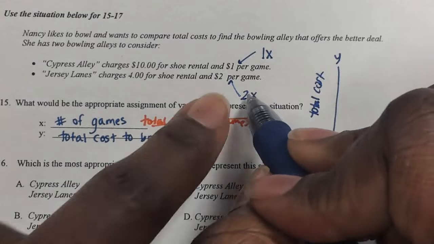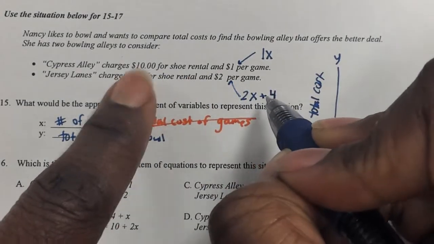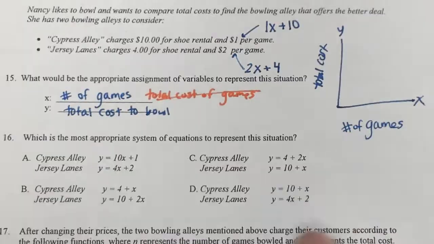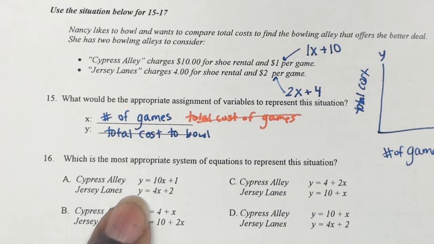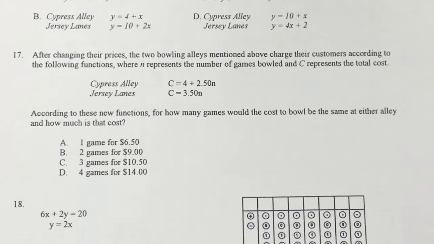And this equation, we know this one has a 2x, but how much is it for shoes? $4 for shoes for Jersey Lanes, and this one is $10 for shoes for that one. Because it now asks you the information about what is the most appropriate system. What are the equations that go with it?